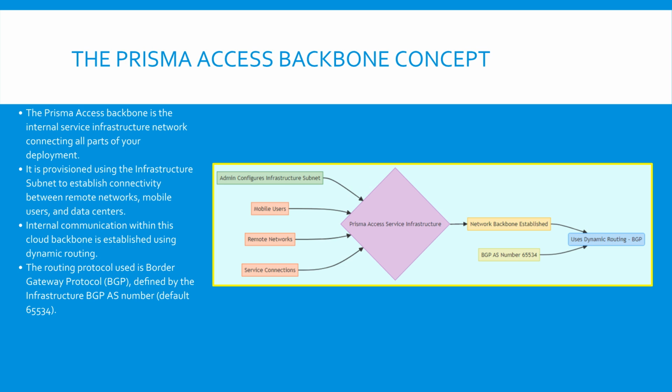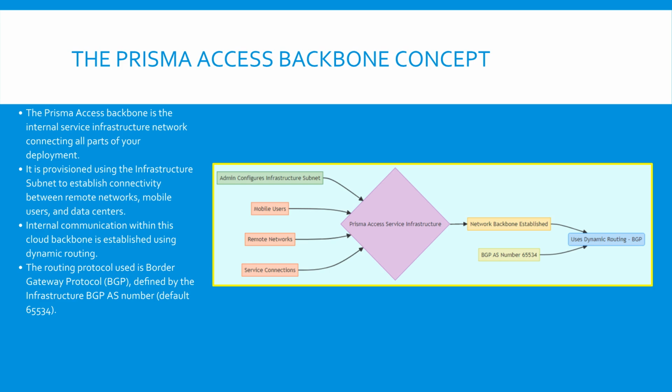Crucially, the internal communication within this cloud backbone utilizes dynamic routing. Dynamic routing allows the network to automatically discover the best paths. This is primarily achieved using the Border Gateway Protocol, or BGP, which requires setting an infrastructure BGP AS number. If you don't choose one, Prisma Access uses a default AS number, which is 65,534.